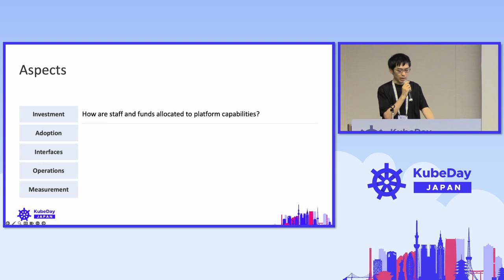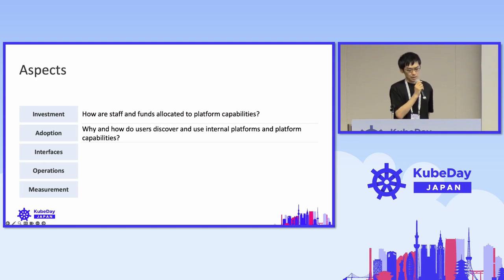The first thing you find is investment. It refers to how staff and funds are allocated to platform capabilities. For example, when platforms mature and offer rich functionalities such as self-service capabilities, it becomes necessary to invest appropriately in the organization and funding to maintain the platform. For platform success, it requires appropriate investment relative to its scale and quality.